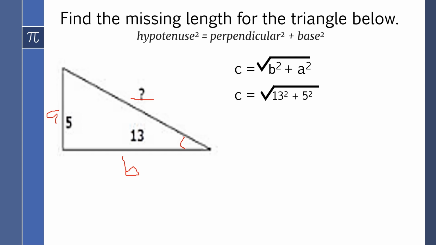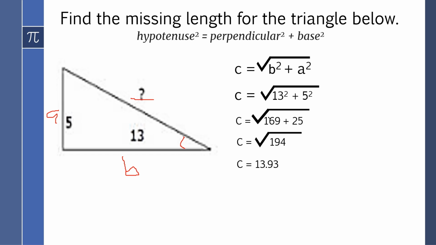So we put our numbers in, and all we do first is square both of those numbers. 5 times 5 is 25. 13 times 13 is 169. Then you add them together to get 194. You put this in your calculator to get the square root of 194, and it equals 13.93. So that is the length of side C.